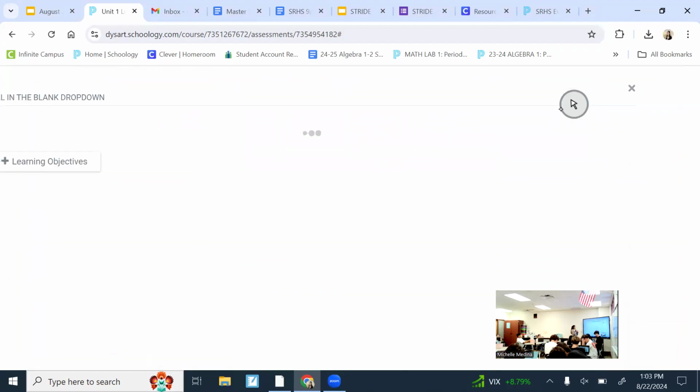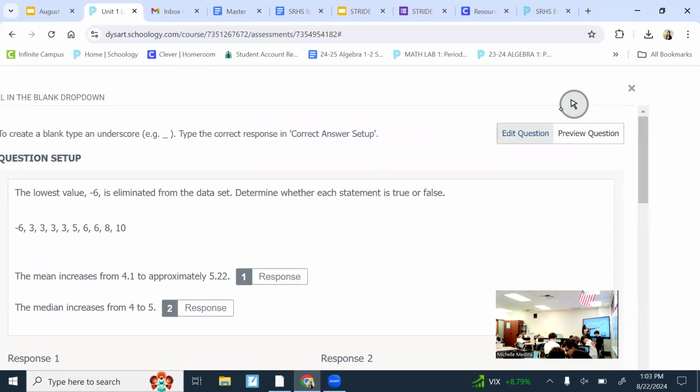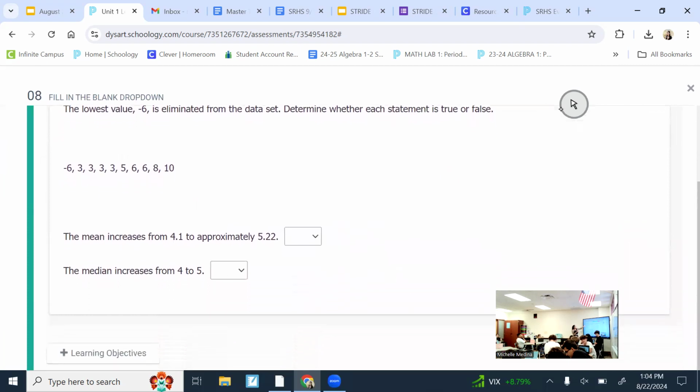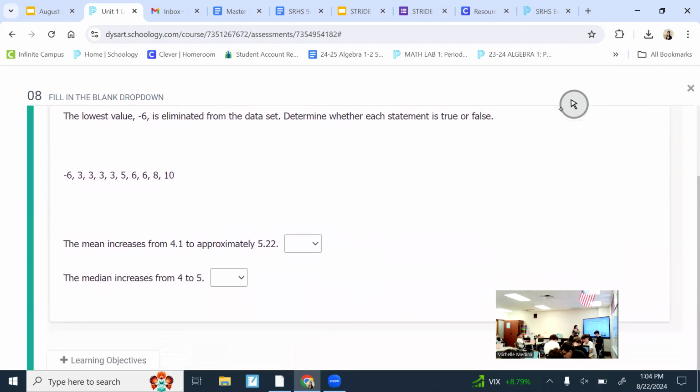Okay, the lowest value, -6, is eliminated from this data set. Great test question. So my lowest value is eliminated from the data set, determine whether each statement is true or false. So would eliminating the lowest number increase or decrease the mean? It would increase it, because this was bringing the mean down, and now we're removing it, so it would increase the mean. Whether or not it increases it to 5.22 exactly, I think I would have to check in the calculator, but we'll check that.